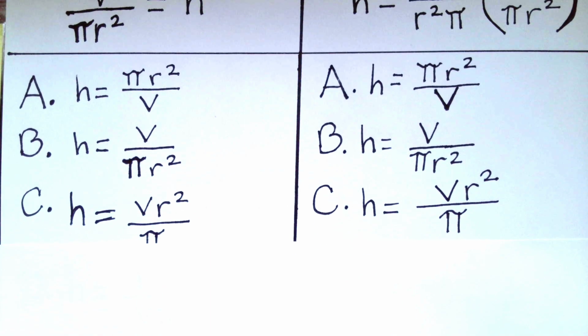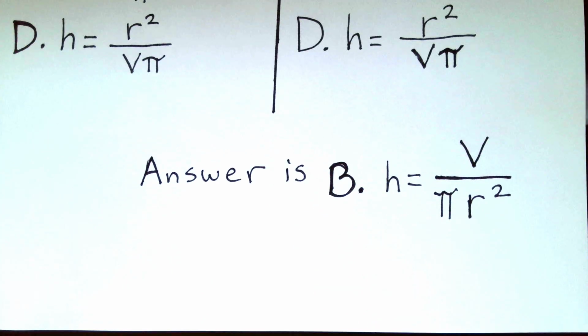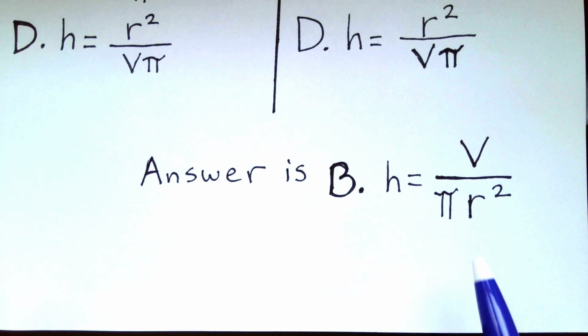Let's take a look here at option D. You can see here, H equals R squared over V times pi. Nope. The volume, or V, is on the top. R squared times pi is the bottom. It cannot be option D. So our answer is B. And you can see that right here. Answer B, H equals volume on top, pi R squared on the bottom. Again, R squared and pi could change places as long as they're on the bottom and V is on top. That is your correct answer.